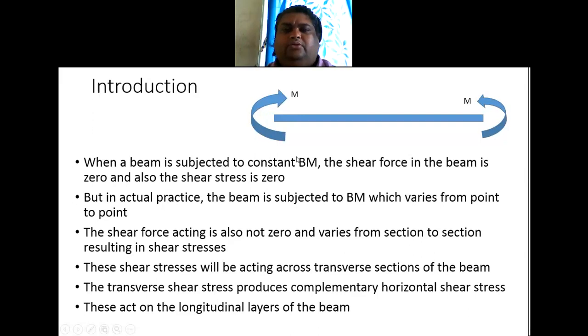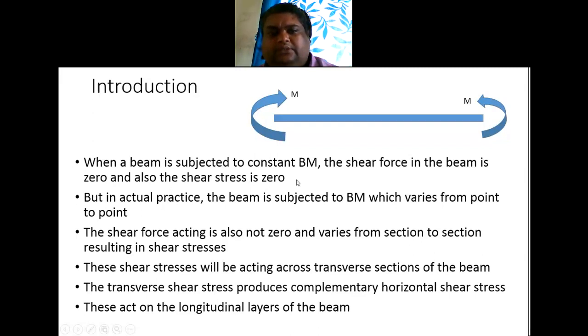When we discussed the shear force diagram and bending moment diagram, we discussed that whenever a couple or a bending moment is applied on the beam and there is no load, there will be no shear force acting on the beam, right? So that is what I am saying here. When a beam is subjected to constant bending moment, the shear force in the beam is zero, and also the shear stress is zero, because shear stress is force by area, and that will also be zero.